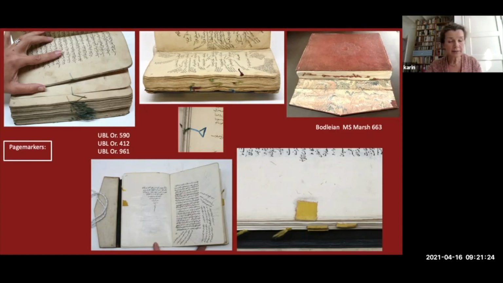Sometimes the page markers are dispersed across the edge randomly, and sometimes they are neatly stepped from head to tail, as with the Bodleian manuscript Marsh 663, which is a 13th century manuscript which contains 22 works by 13 authors on astrology and astronomy, music and medicine. And the page markers mark out the beginning of each of these texts.